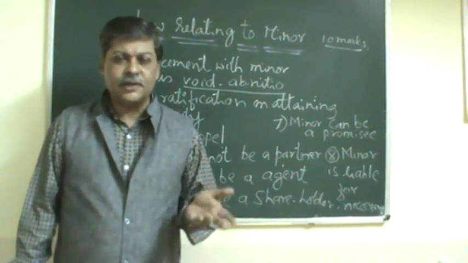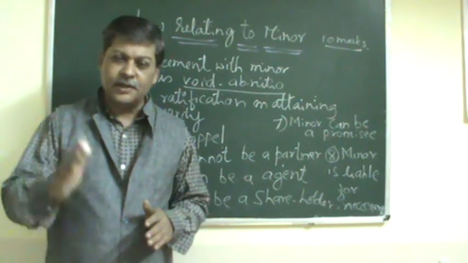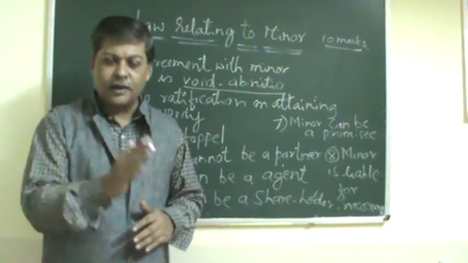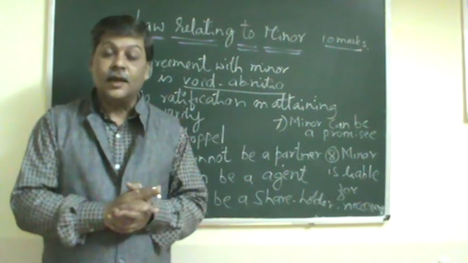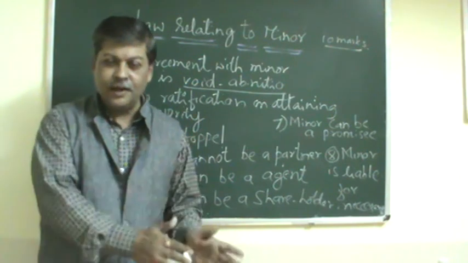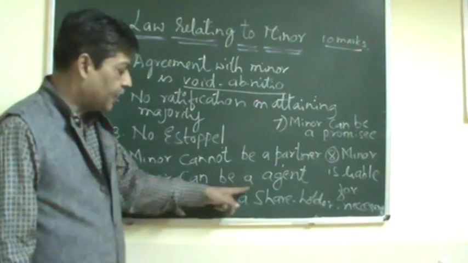Even though the agent is a major and is acting for a principal, the act of an agent is the act of the principal. So at no time can a principal hold the agent liable for the act done on his behalf. Let him be a major or let him be a minor, a minor can be appointed as an agent.